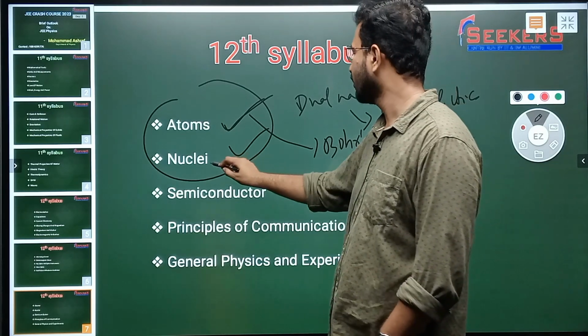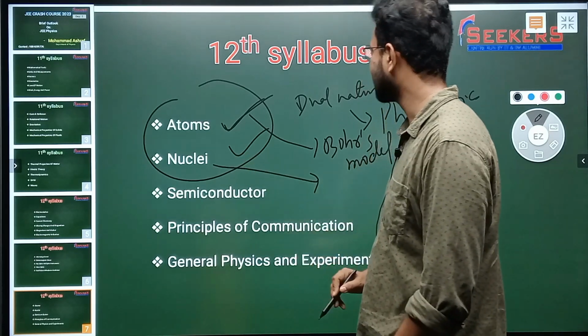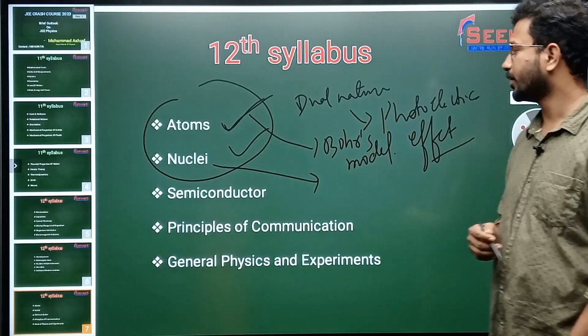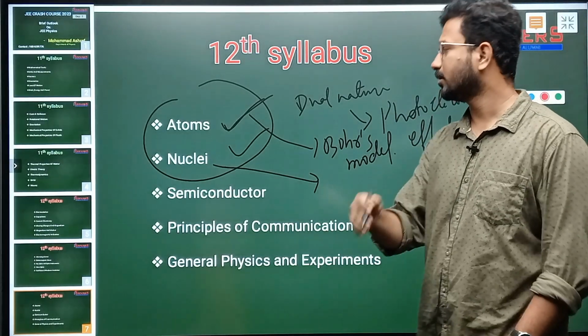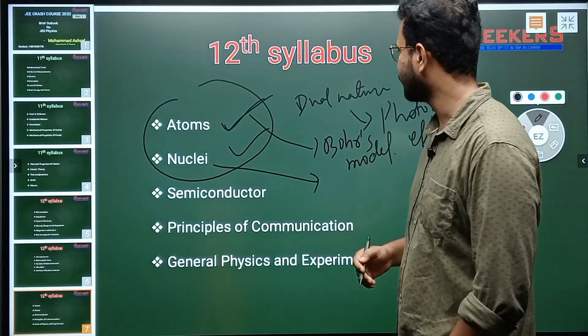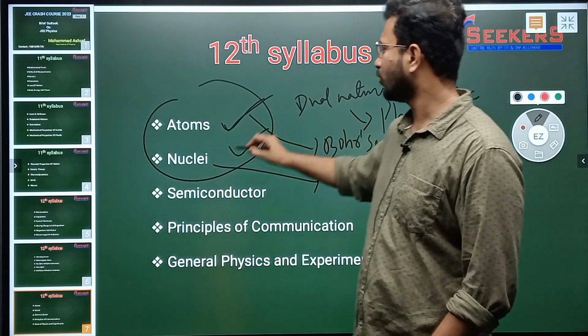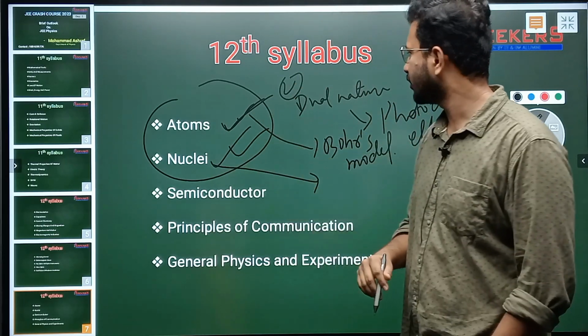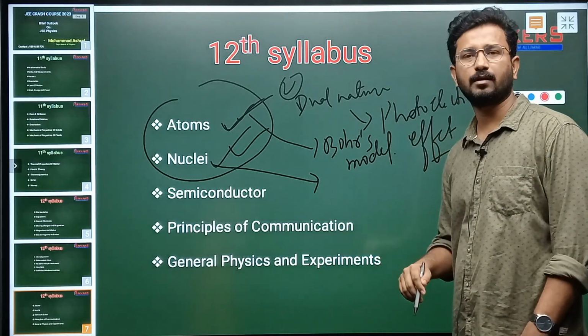Then in nuclei we have to cover a lot of things like disintegration of nucleus, radioactivity, binding energy, and alpha, beta, gamma emissions. These things you have to follow. It will take 1 day, and this will take 1 day. In 2 days you can prepare your atoms, nuclei, and dual nature.